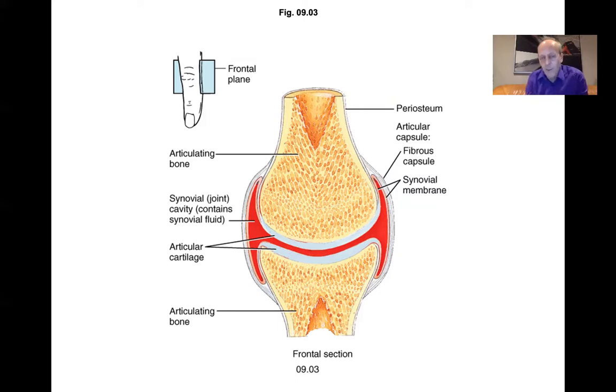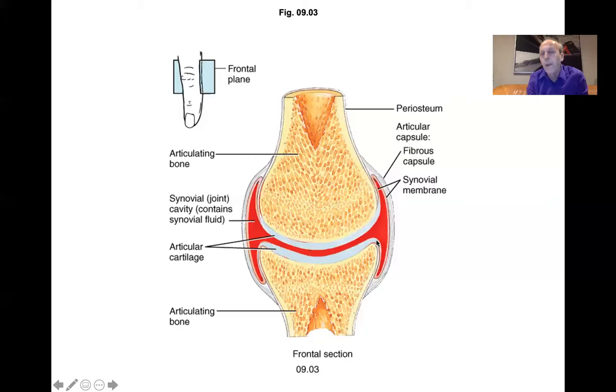The fibrous capsule internally is lined with a membrane that is called the synovial membrane, which essentially is lining the entire internal aspect of the joint, with the exception that it does not cover the cartilage that is covering articular surfaces. So practically the synovial membrane will reach the most peripheral margin of the cartilage, and this is where it's going to stop.